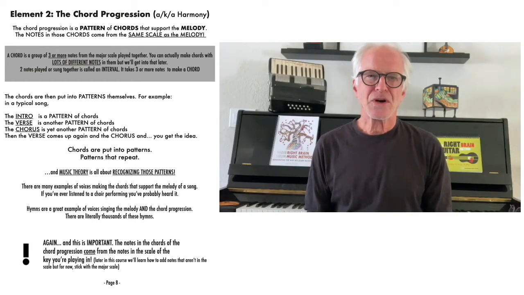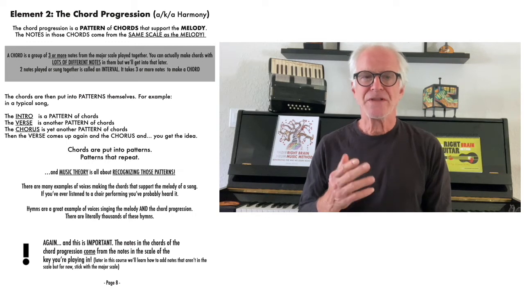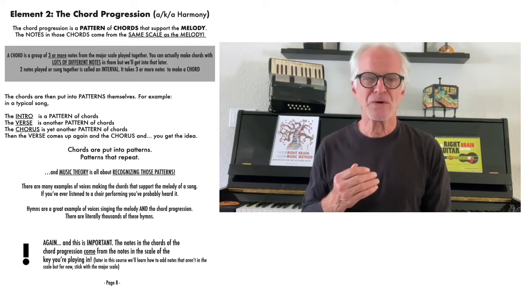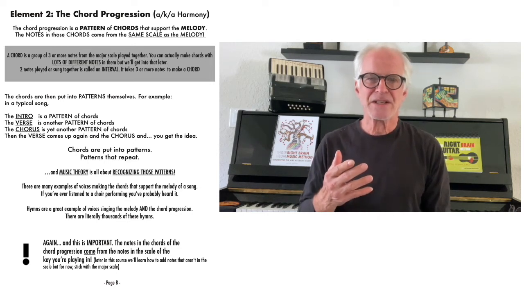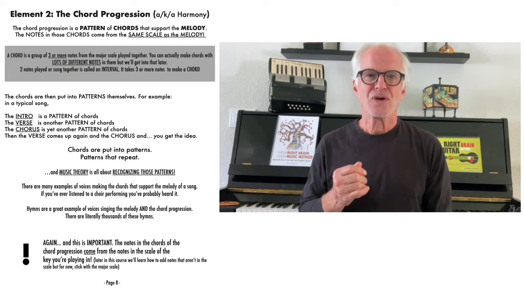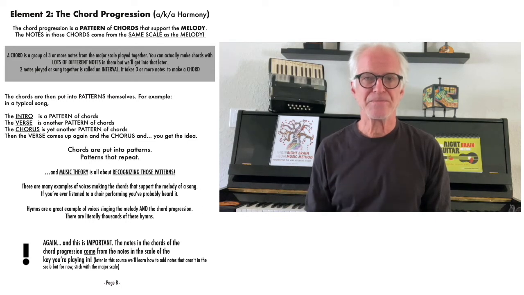Now, the chords are then put into patterns themselves. For example, in a typical song, the intro is a pattern of chords, then a verse is another pattern of chords, then the chorus is yet another pattern of chords, then the verse comes back again, and the chorus comes back again, and you get the idea. Chords are put into patterns that repeat. And music theory, again, is all about recognizing those patterns.